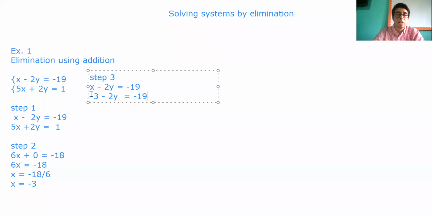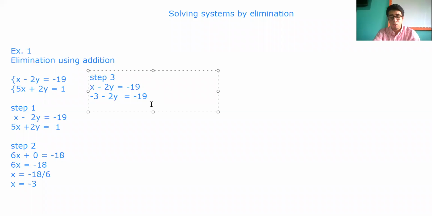The number 3 is in subtraction. I'm going to pass it to the other side to add. So I have that negative 2y is equal negative 16. Because I passed the 3 to add, and when you have negative 19 plus 3, you obtain negative 16. So I'm going to erase this because you already know that.